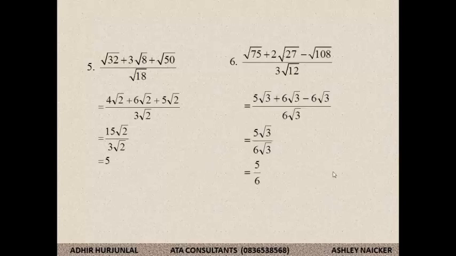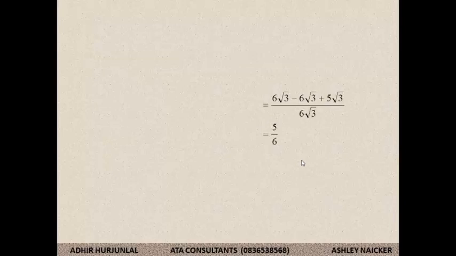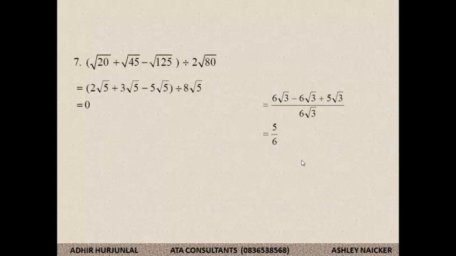Number 6, you should be getting an answer of 5 divided by 6. Guys, number 7, the answer is 0. Number 8, the answer is 5 over 6.